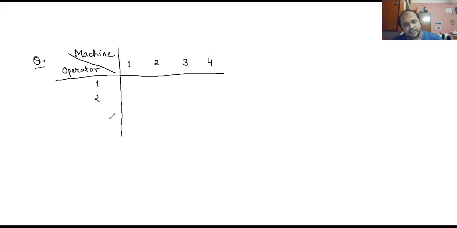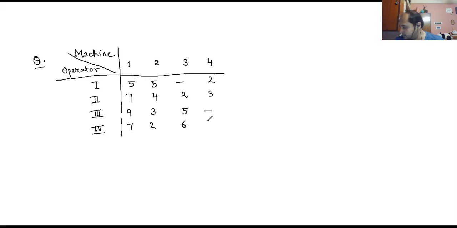Let me change the name of the machines operators like this. Operator 1, operator 2, operator 3, operator 4. And the values are given to be 5, 5, dash, 2, 7, 4, 2, 3, 9, 3, 5, dash, 7, 2, 6, 7.